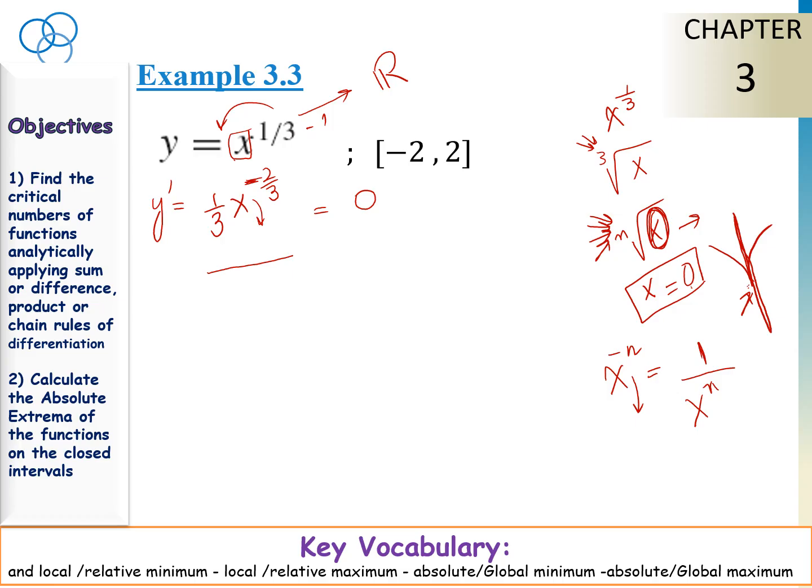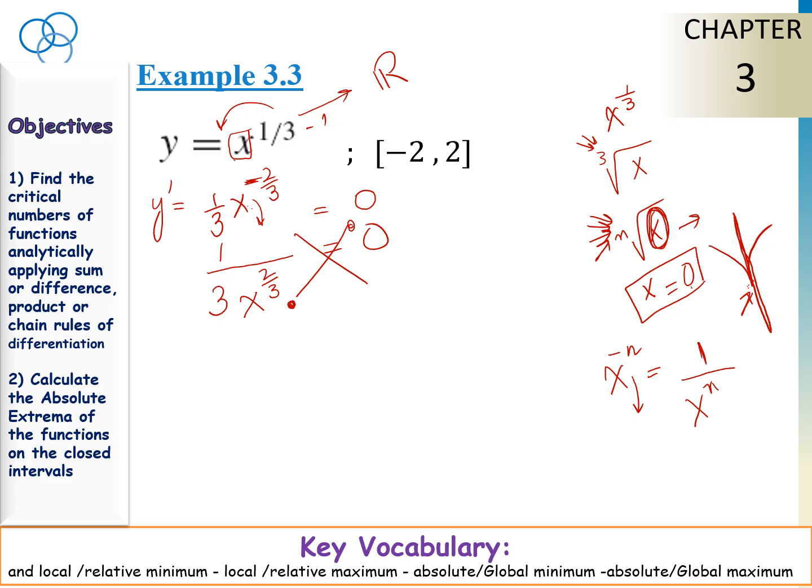So in our case, the 3 is already in the denominator. Bring the numerator into the denominator to make the power positive. Make it equal to 0. Now, when you cross multiply, this thing multiplied by 0 is 0. And 1 is not equal to 0.